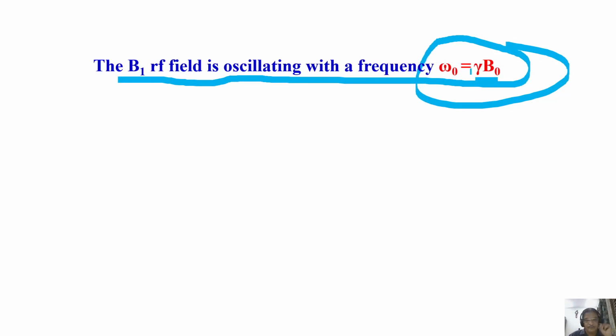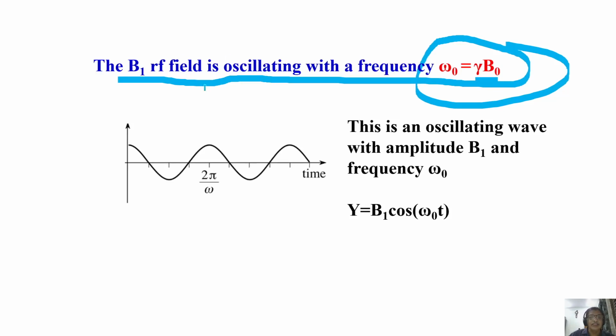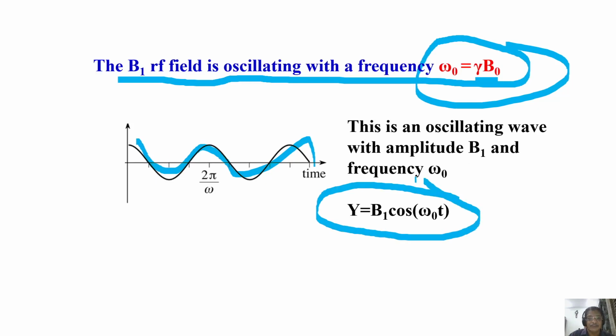We are applying a radio frequency pulse which is oscillating with a frequency equal to omega naught. That's what we said to induce resonance. Now let us see what an oscillating field is. An oscillating wave is like this. You know what an oscillating wave is. It is represented mathematically by this equation.